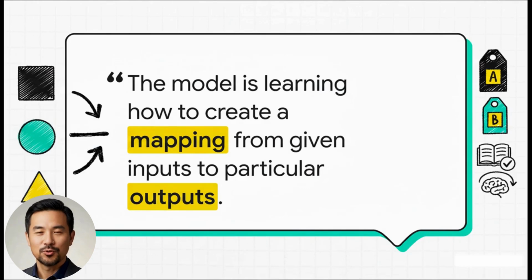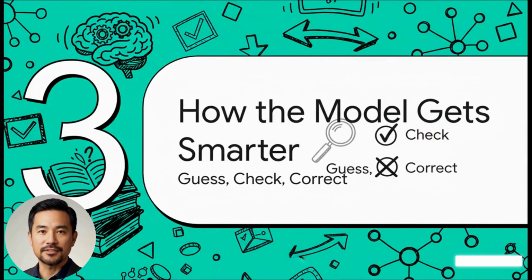And this really gets to the heart of it. The model isn't just memorizing pictures. It's trying to build a general rule, a kind of map that can take any new image it sees and connect it to the right output label based on all the examples it studied before. So how does it actually get smarter? Well, it's not a one-and-done thing.